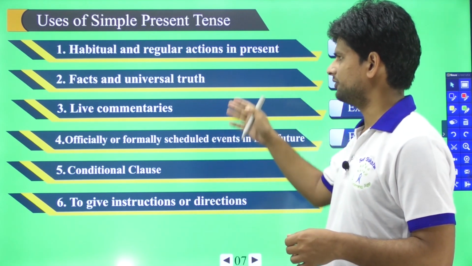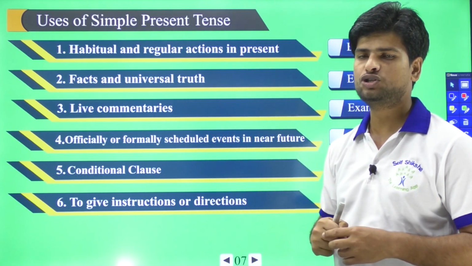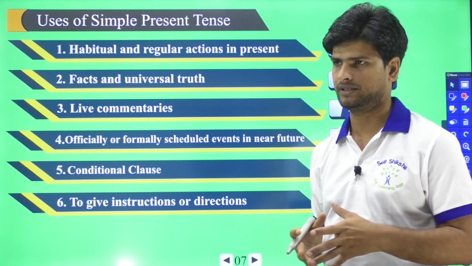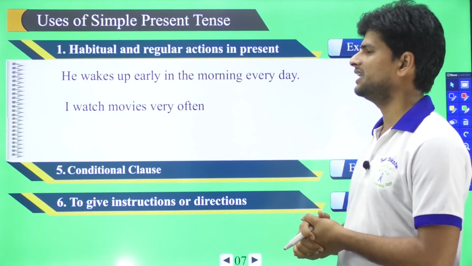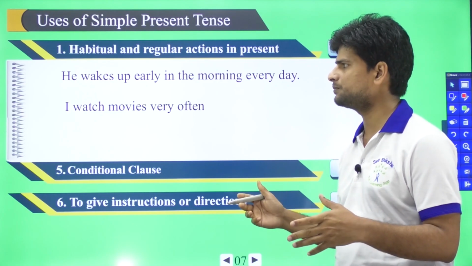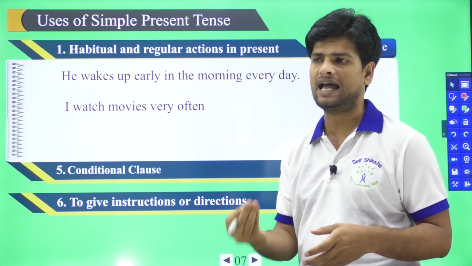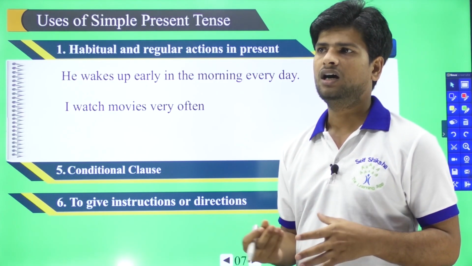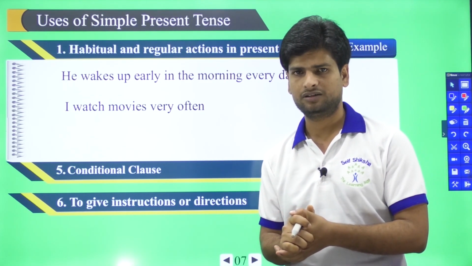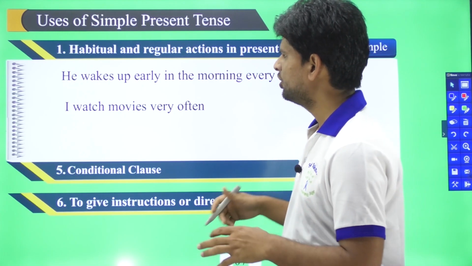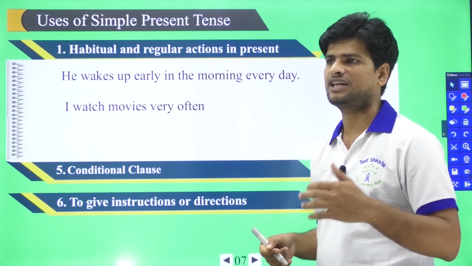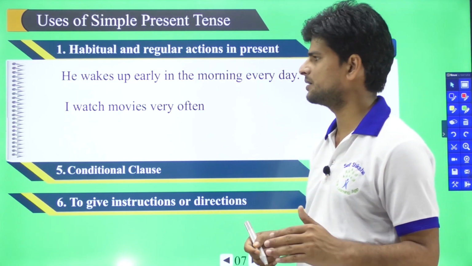Let us see the first one, as we have discussed, habitual or regular actions of the present. So let us see the example of these. He wakes up early in the morning every day. What does it mean? It means it is a regular habit for him. ठीक है. He goes for a walk every day. और he takes a walk every day. तो इस तरीके का कोई भी habitual action that is kept in simple present tense.